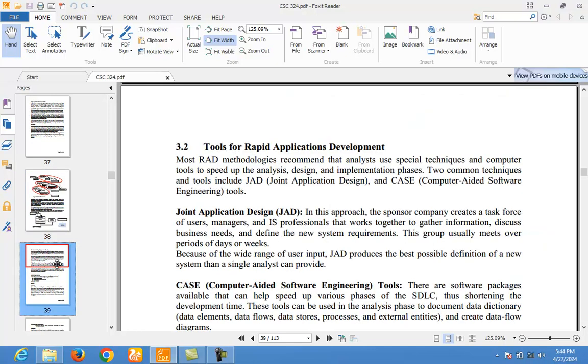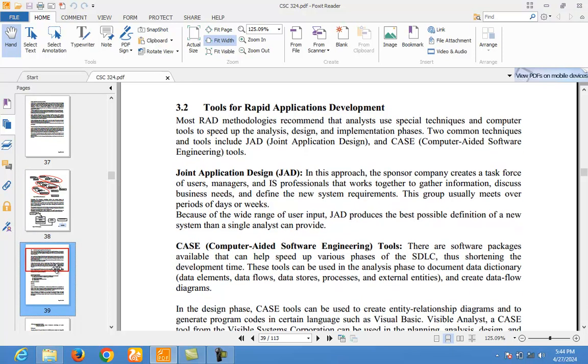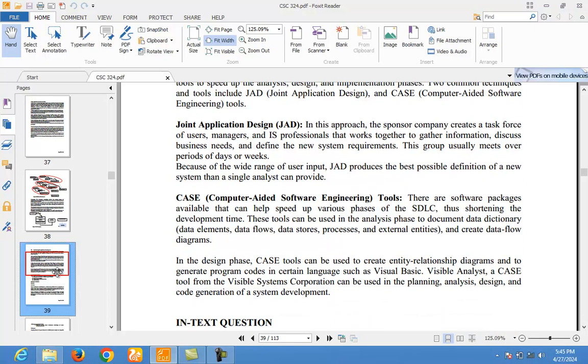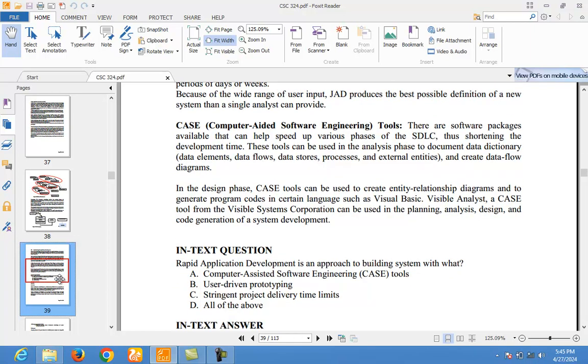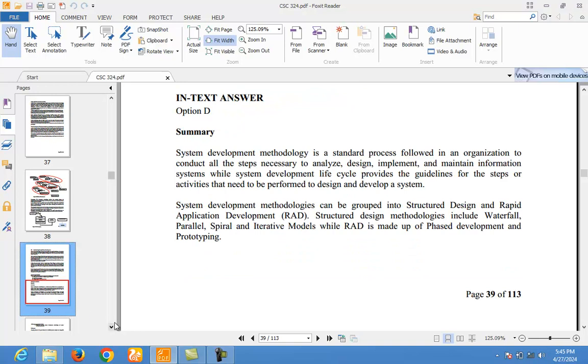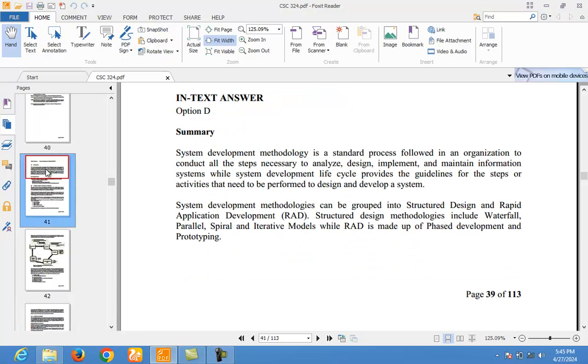So these are things that you are supposed to read through, understand, and be familiar with. These are the tools that are used for RAD, rapid application development. We have the JAD, joint application development, and the CASE, which is computer-aided software engineering tools. There are two common tools and techniques used for rapid application development. So I will encourage you to read more on some of this methodology, be familiar with how it works.